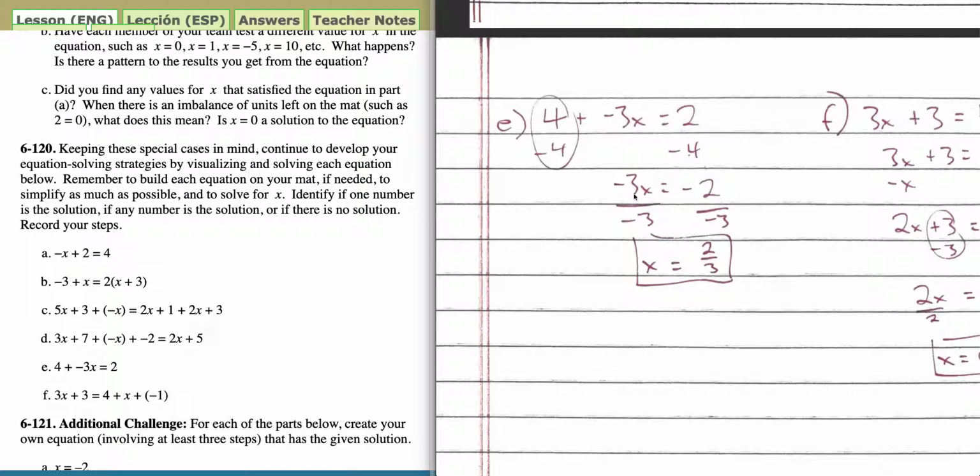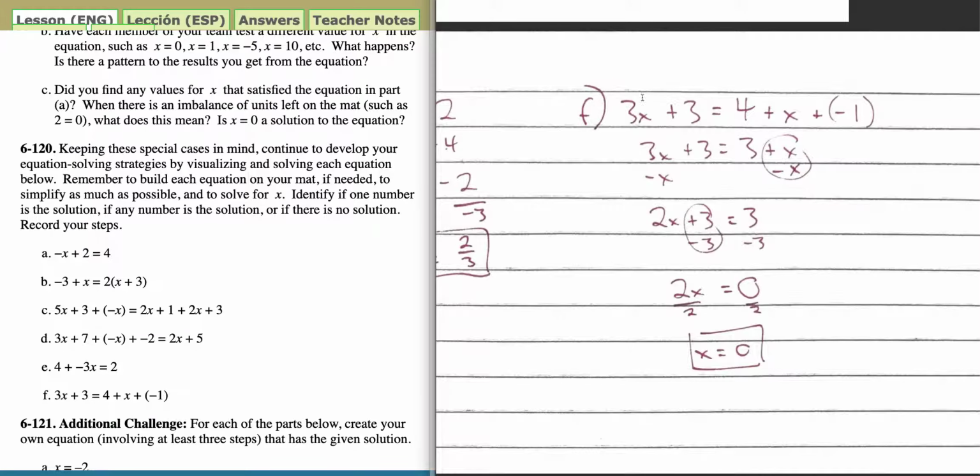And to undo multiplying x by negative 3, we can divide both sides by negative 3. I'm showing division as a fraction. Remember, a fraction is just division. So negative 3 divided by negative 3 would be positive 1, or just 1x. And negative 2 divided by negative 3 would be positive 2/3. It's a negative divided by a negative, so the answer is positive, and you could just write it as 2/3.